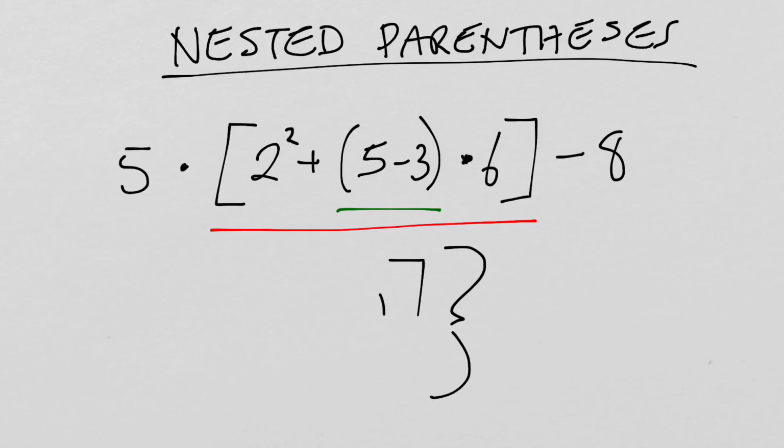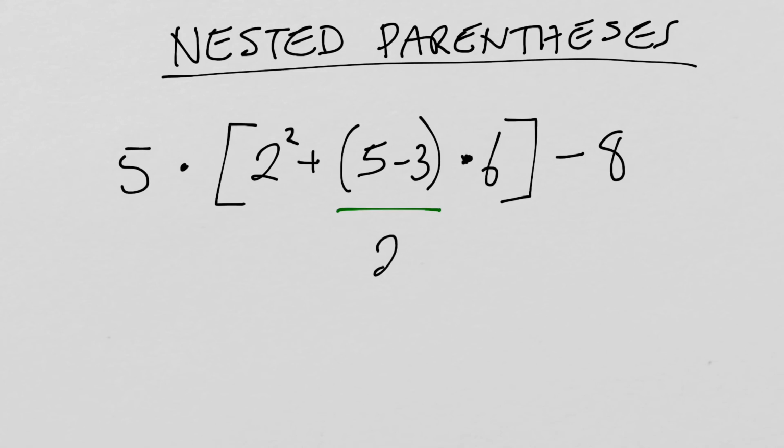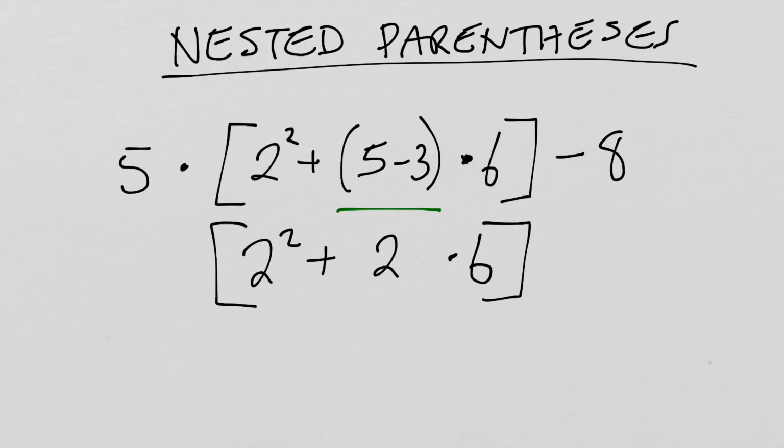So what do I do first? Well, I do the innermost brackets first, the innermost parentheses first. So that would be these ones. So the 5 minus 3. 5 minus 3 is 2. Everything else gets written exactly the same as it was before. I'm just going to leave it as brackets since it's already there, but I could change it to parentheses. Okay. So all I've done now is get rid of those parentheses. Now I still have more parentheses. I've got all of that.